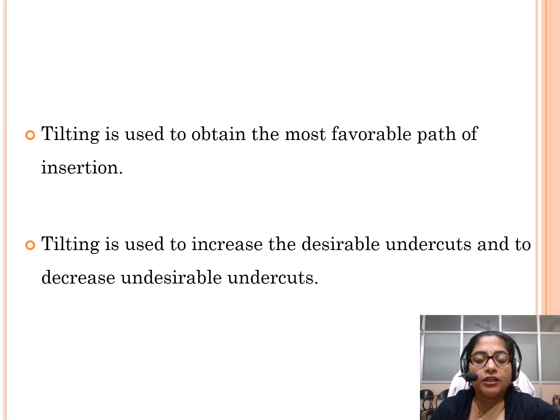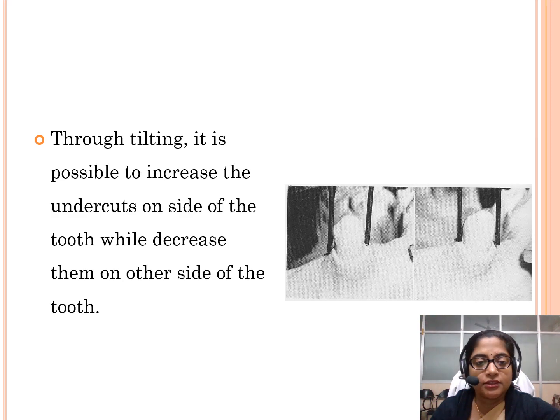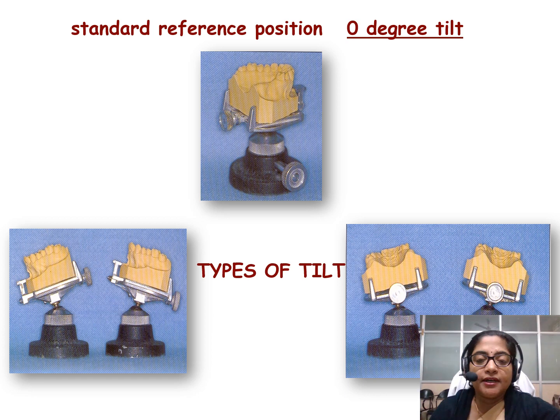Tilting is used to obtain the most favorable path of insertion. Tilting is used to increase the desirable undercuts and to decrease undesirable undercuts. Through tilting, it is possible to increase the undercuts on one side of the tooth while decreasing them on the other side. The standard reference position is the 0-degree tilt, and the tilt can be an anteroposterior tilt and also a mediolateral tilt.